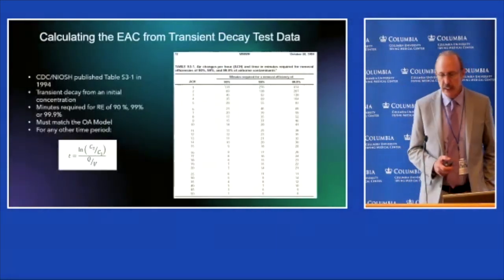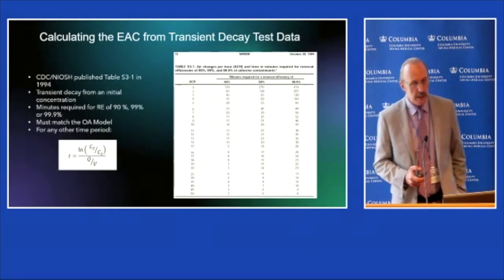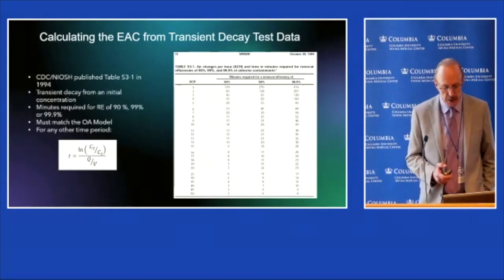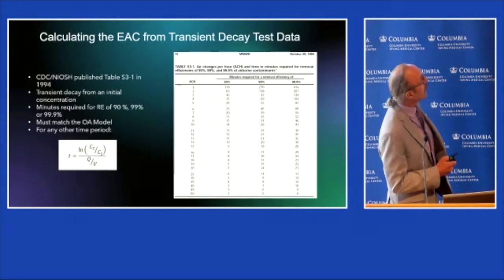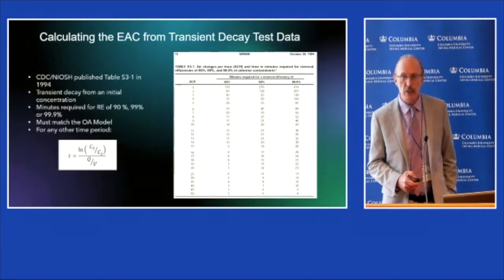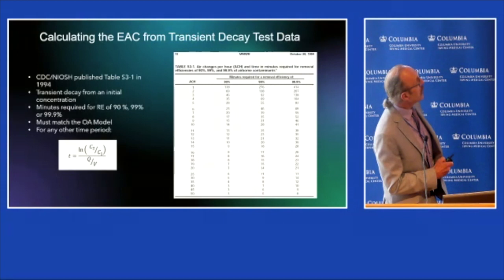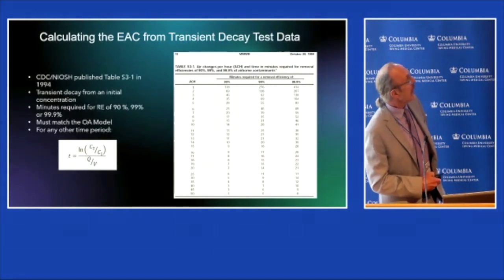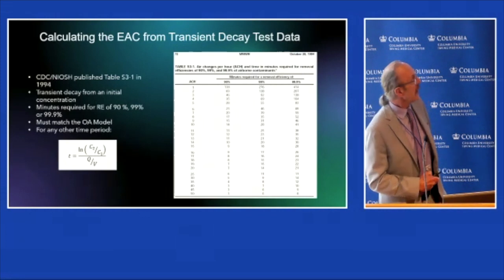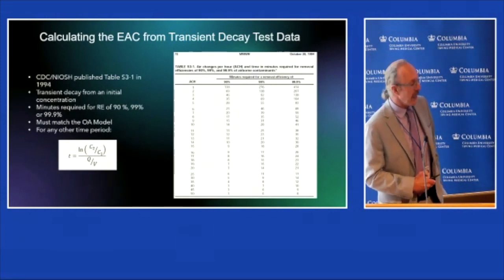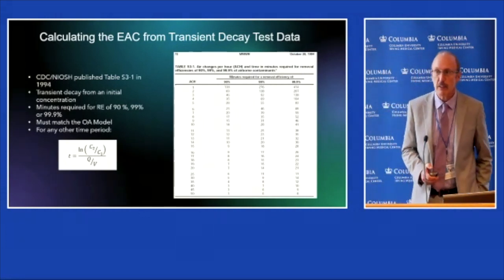Now, from transient decay test data, it's very easy to compute the equivalent air change, thanks to NIOSH, who gave us this table in 1994. You see the air changes per hour, and you see the disinfection efficiency at 3 time points: 90, 99, and 99.9. 3 points defines a curve.